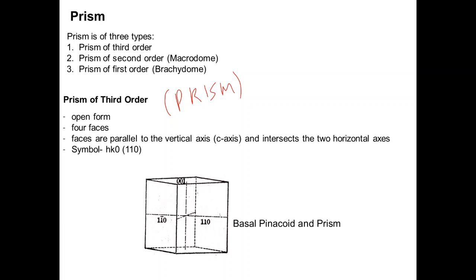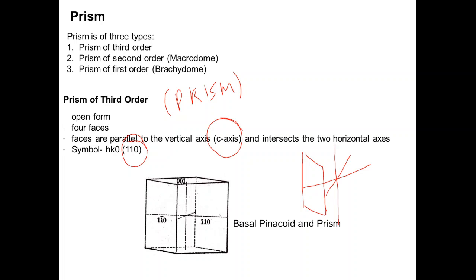So here we can see that in the prism, or the so-called prism of third order, the faces are running parallel to the c-axis and intersecting the a and b axes. Let us say this is one of the faces; you can see here that this is b, this is a, and this is c. Since it is intersecting both the brachy and macro axes, we simply use the word prism here. The symbol will be hk0, or 110.